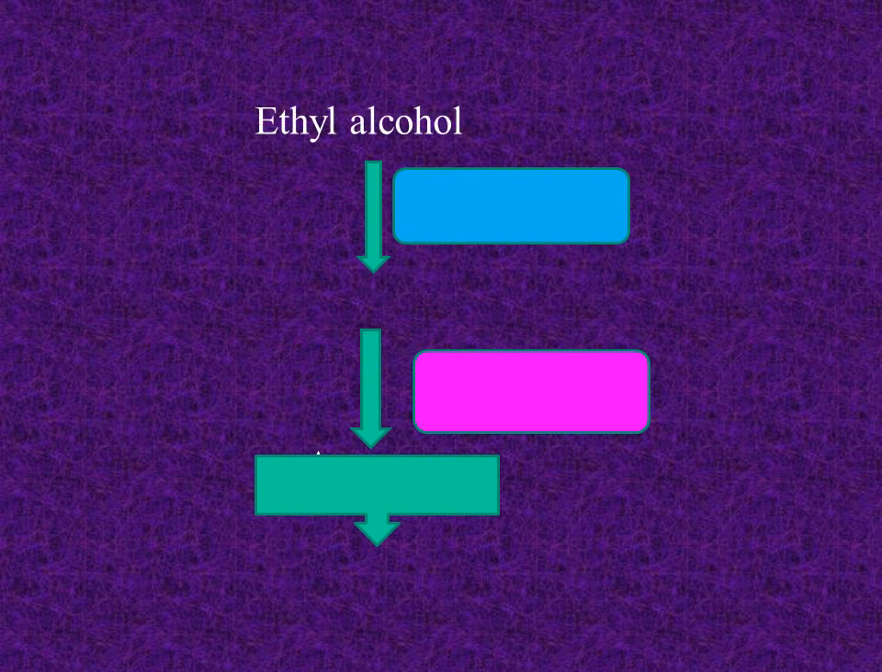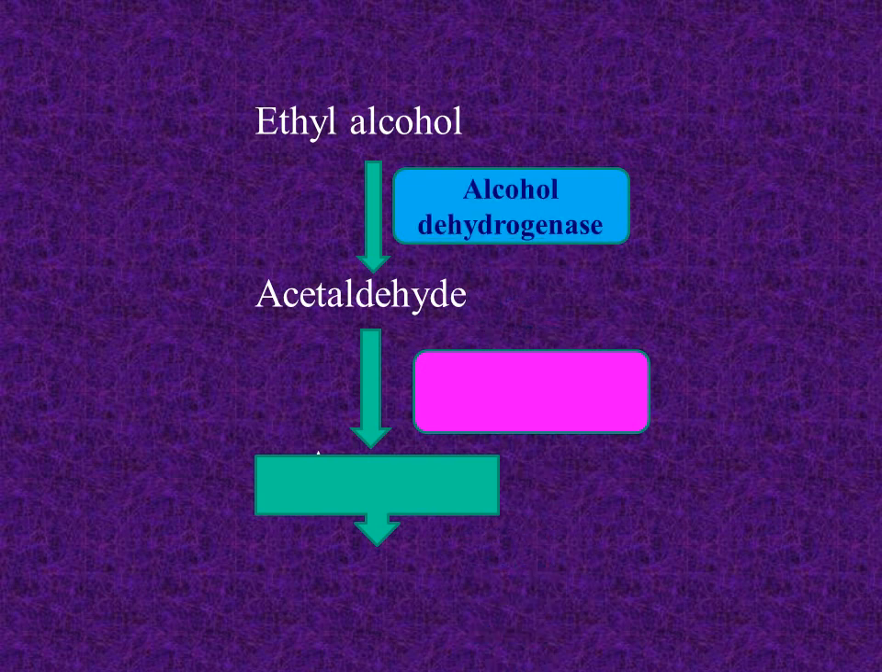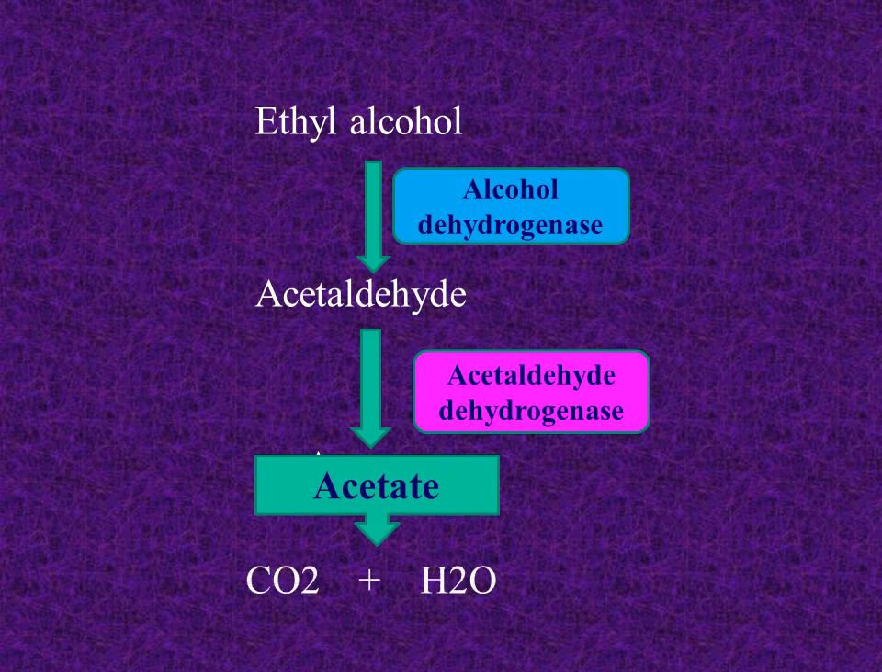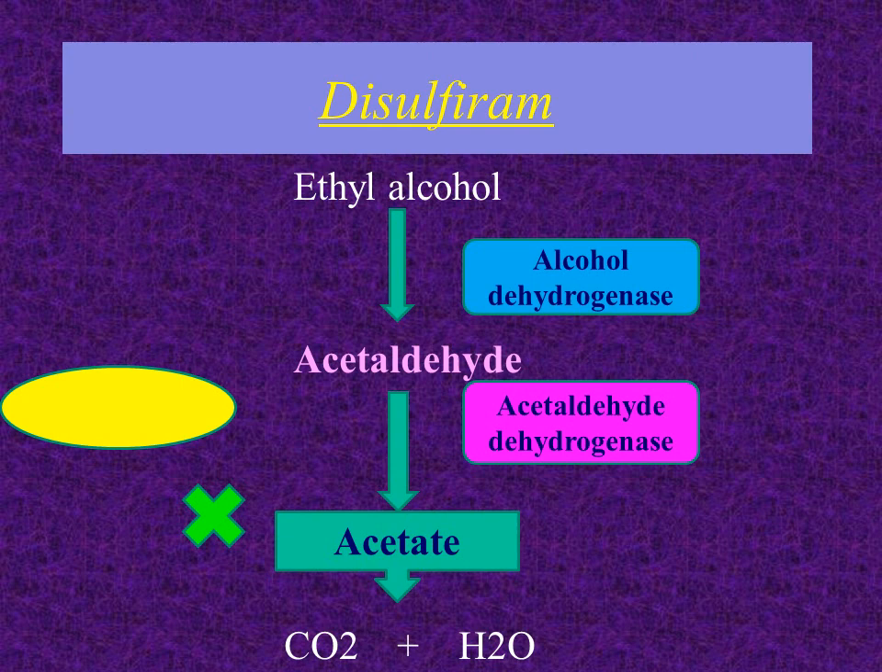So what is a disulfiram-like reaction? As you have already covered in alcohol, ethyl alcohol when metabolized gets converted into acetaldehyde in the presence of the enzyme alcohol dehydrogenase. Then acetaldehyde is converted into acetate in the presence of the enzyme acetaldehyde dehydrogenase. And acetate is converted into carbon dioxide and water. This is the normal pathway for alcohol. So what is disulfiram? Disulfiram is basically given to those patients who want to give up alcohol. So whenever they take alcohol, they are asked to take this disulfiram as well.